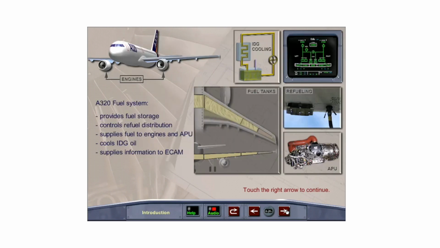The A320 fuel system stores fuel in the fuel tanks, controls the distribution of fuel during refuel and defuel operations, supplies fuel to the engines and APU, cools the integrated drive generator oil, and supplies information to ECAM and cockpit indicators.